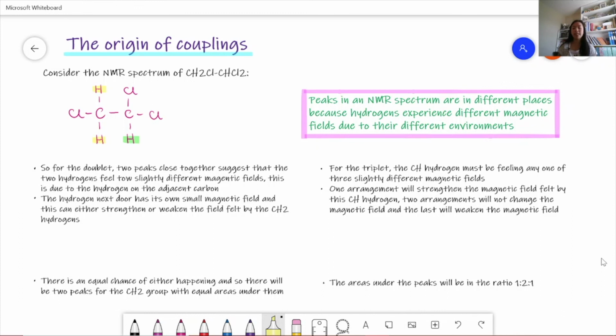And now what we see is we have 2 different peaks because we have 2 different environments of hydrogens. And now to find out the couplings, we then look at the hydrogen next door. So for the 2 yellow hydrogens, we look at the adjacent carbon, which is this carbon here. And this carbon has 1 hydrogen on it. And so for the yellow hydrogens, we get a doublet peak.